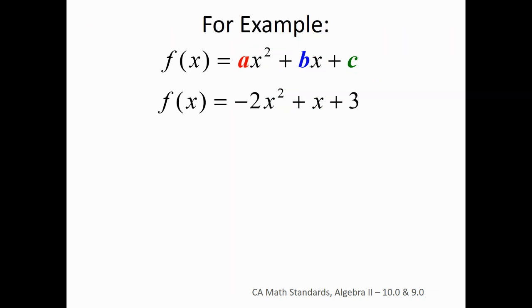So here's an example of what it looks like. Ax squared plus bx plus c right there, standard form, and it shows an equation right below it in standard form. Okay, so what are the coefficients a, b, and c? So pause it. Tell me, what is a, what is b, and what is c?